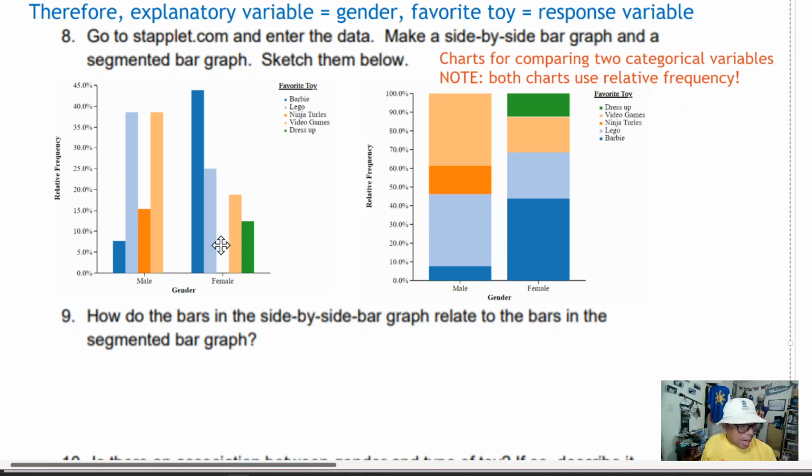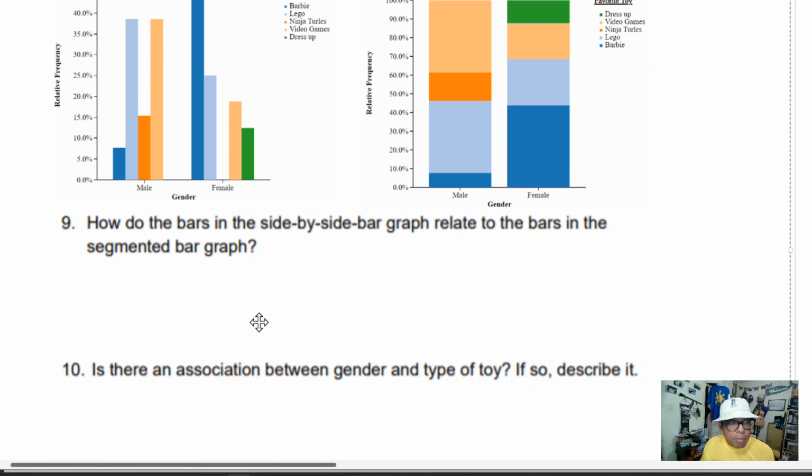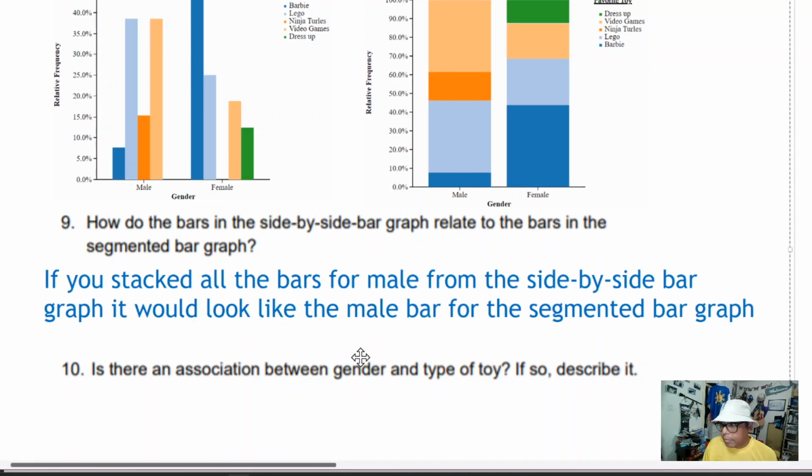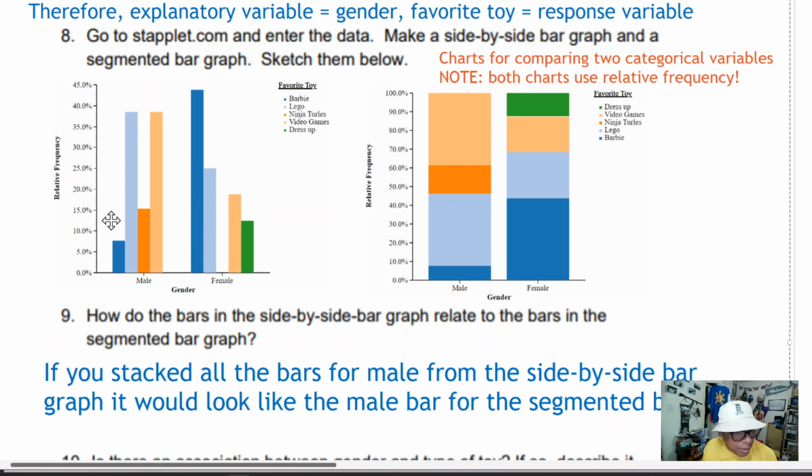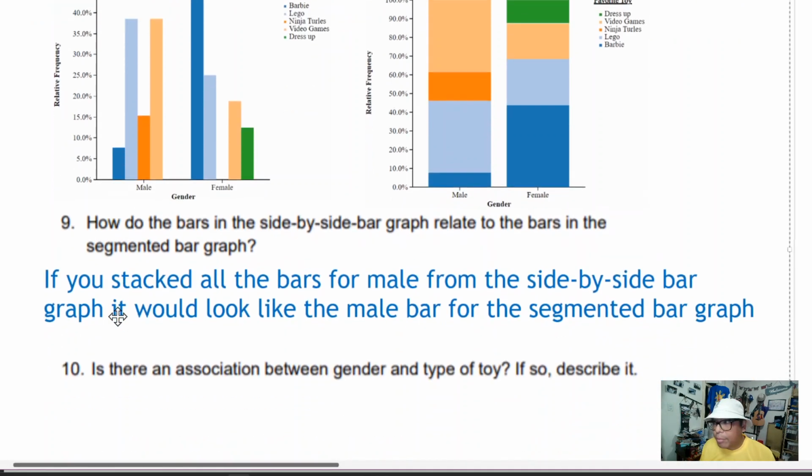So, getting down to number 9, how do the bars in the side-by-side bar graph relate to the bars in the segmented bar graph? Well, if we took all of the bars in the segmented bar graph over here and we kind of stack them all on top of each other, you would create basically this segmented bar graph. So the side-by-side bar graph just kind of takes apart that segmented bar graph.